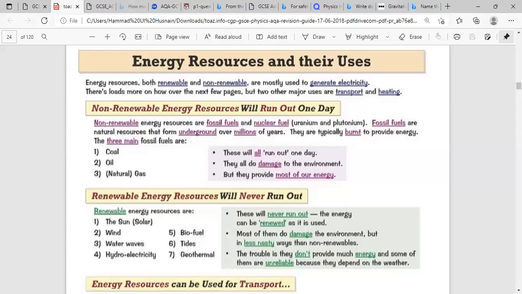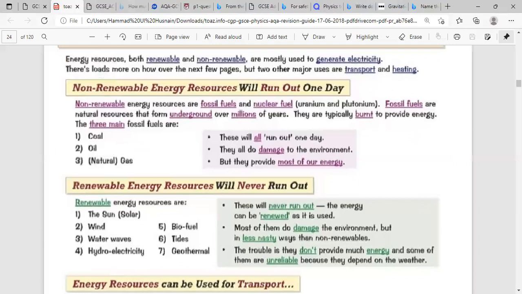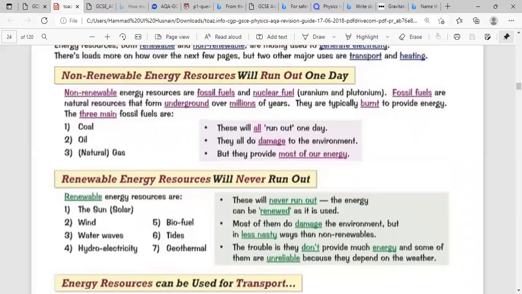Okay, now moving towards the renewable energy sources. Basically, these are those energy sources which can never ever run out. Like the energy coming from the sun, the solar energy, it will never run out. Similarly, the wind energy will never run out. The waterways or hydroelectricity, all these examples are of renewable energy resources, right? So I guess you are following me till here.